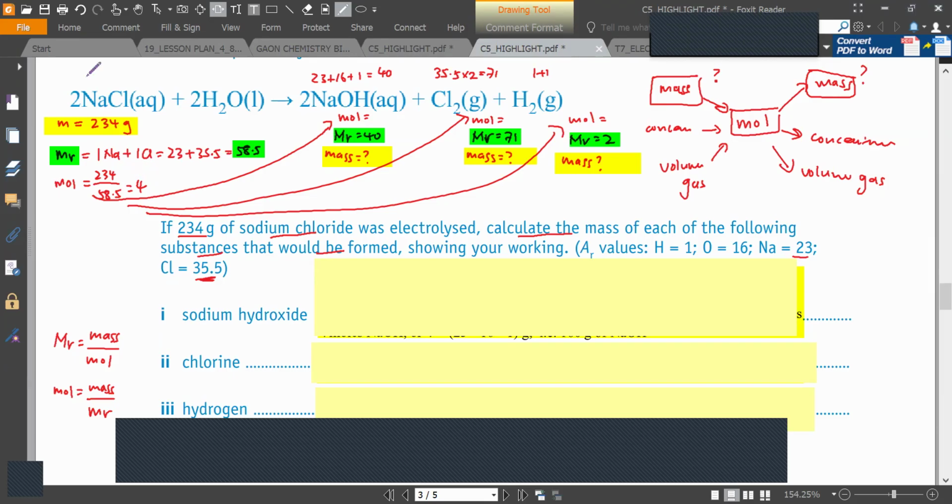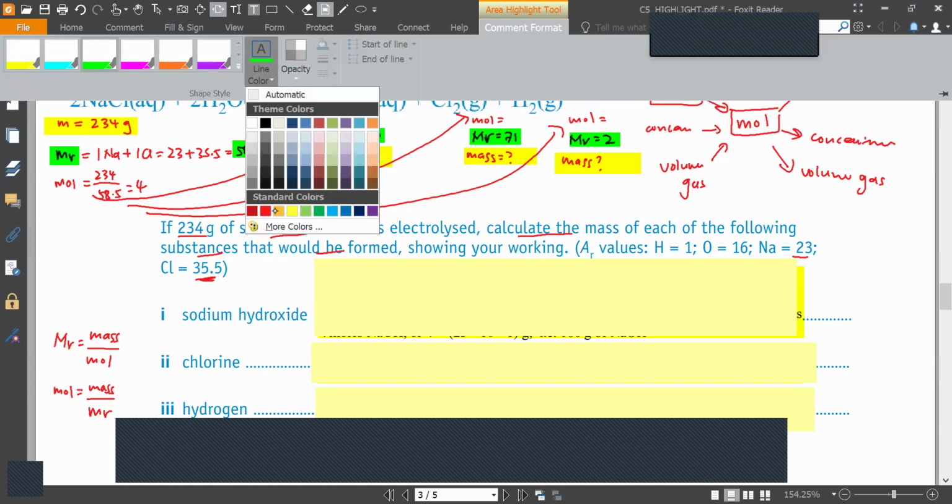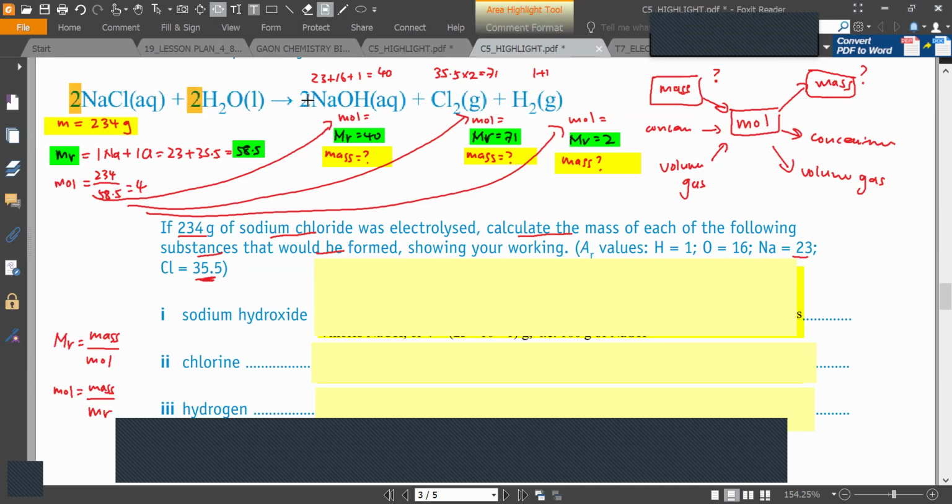Now we can see the mole ratio. Let me find a space. Sodium chloride, sodium hydroxide, chlorine, hydrogen. The mole ratio is 2, 2, 1, 1.